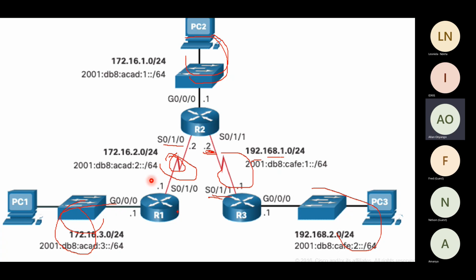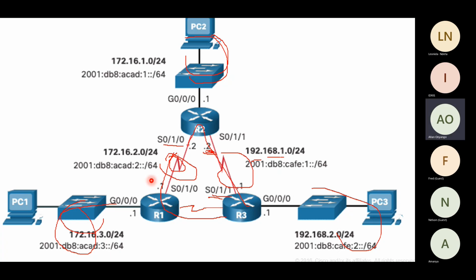Okay. The only time there will be a difference, and we shall see that, is when there is a link between R3 and R1, such that R3 can either go through this link this way, or R3 can go through this way. And we do that when we are configuring what is called a floating static route.